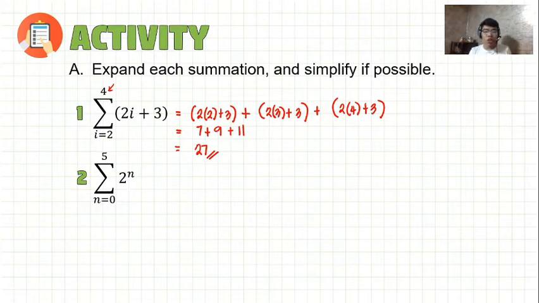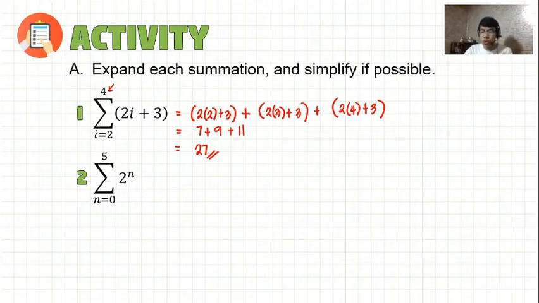We have the summation of 2 to the n from n equal to 0 to 5. Here, the i that we know from the definition became n. Since i is just a variable, it could be any letter. We can represent it with any letter, but the process is the same.